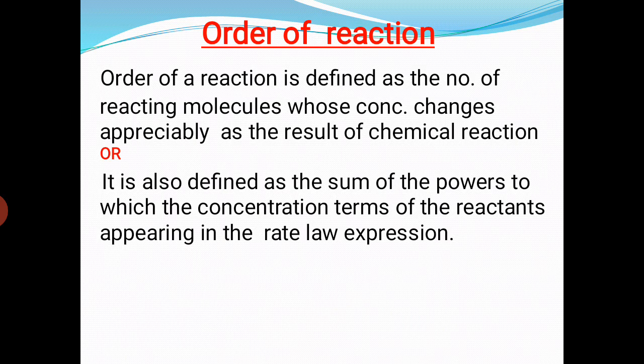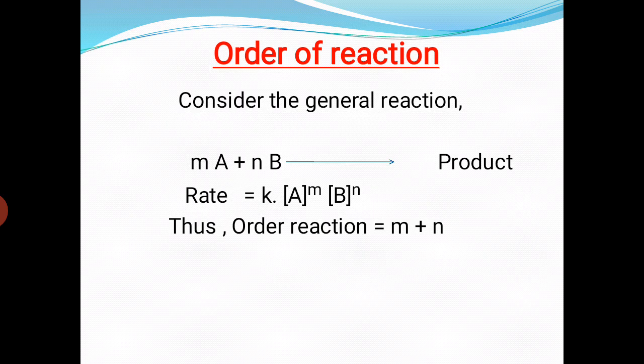Order of reaction. Order of reaction is defined as the number of reacting molecules whose concentration changes appreciably as a result of chemical reaction, or it is also defined as the sum of the powers to which the concentration terms of the reactants appearing in the rate law expression are raised. Consider the general chemical reaction: m moles of A react with n moles of B to give products. For this reaction, rate is equal to k into concentration of A raised to power m into concentration of B raised to power n, and thus the order of the reaction is equal to m plus n.